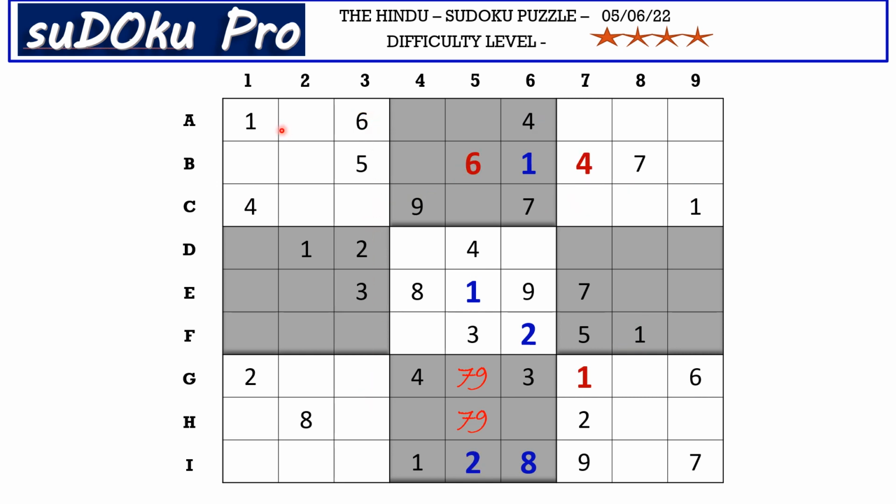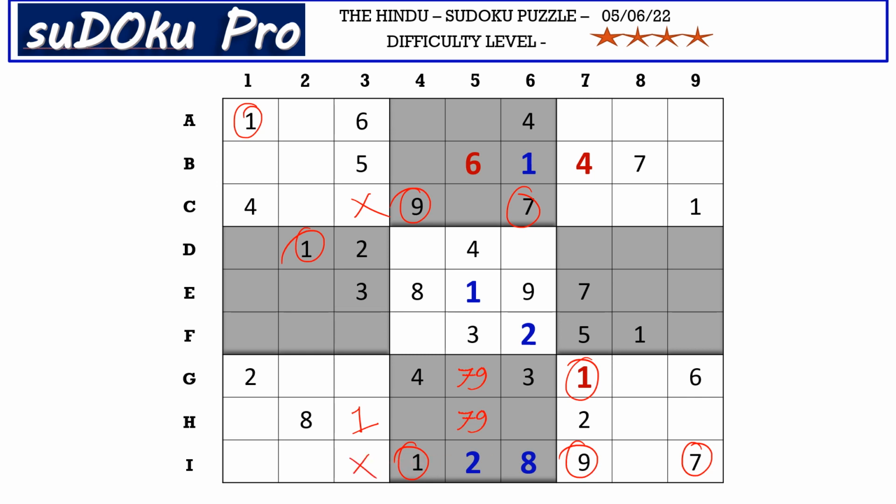A 1 here in column 1 and a 1 here in column 2 block these two columns. So 1 goes in this column. There is a 1 here in G row and a 1 here in I row blocking these two cells. So H3 takes 1. There is a 7-9 pair in C row blocking this cell. There is a 7-9 pair in I row blocking this cell.